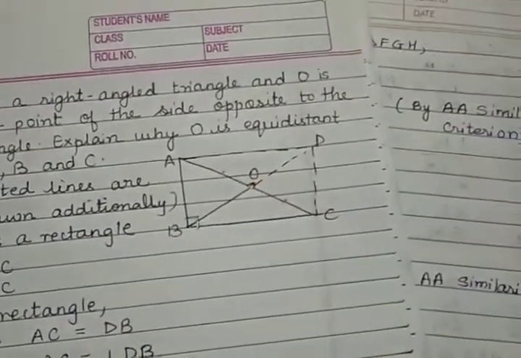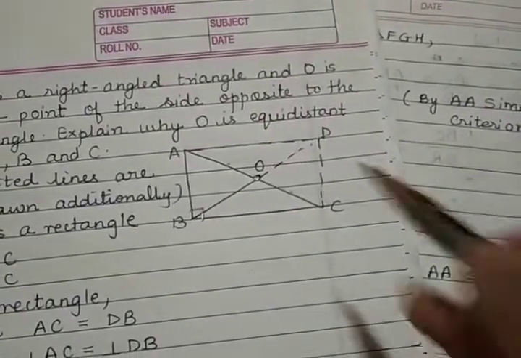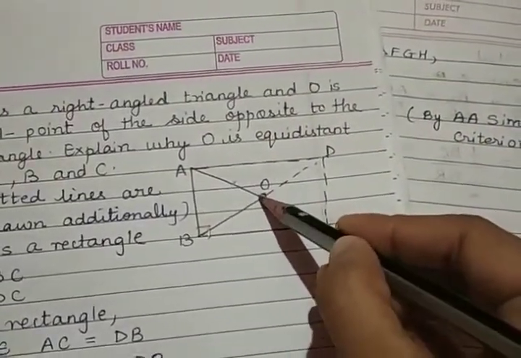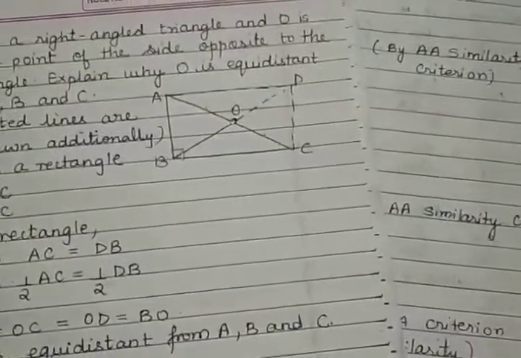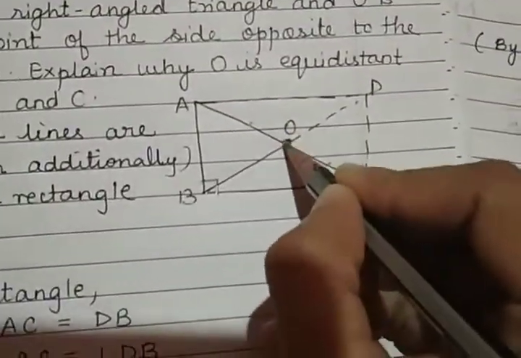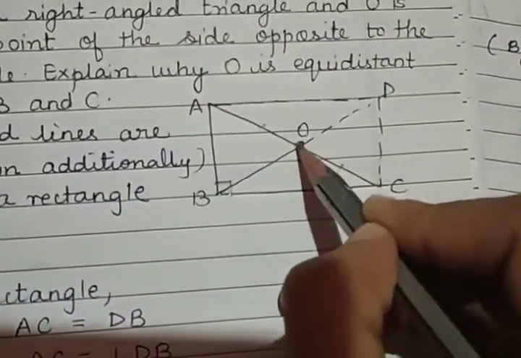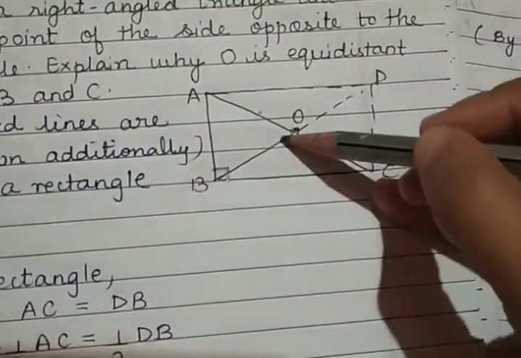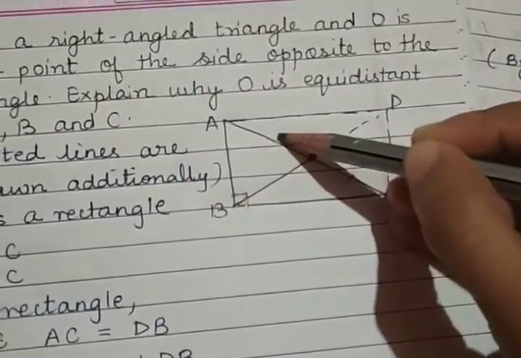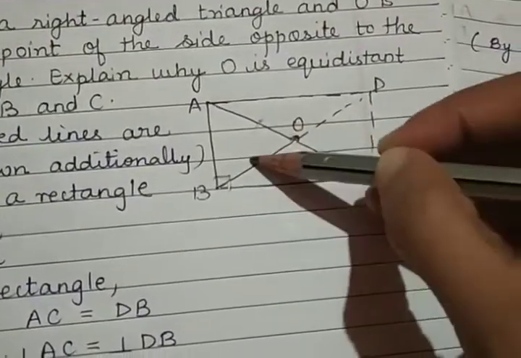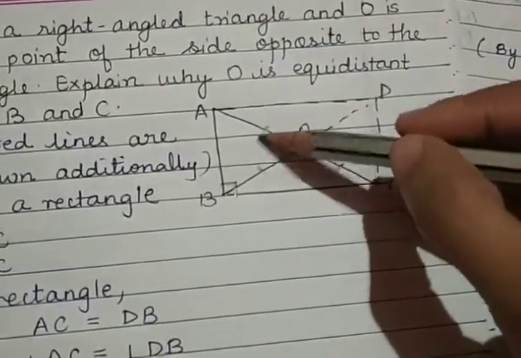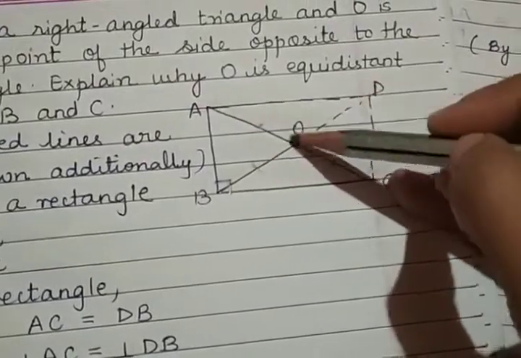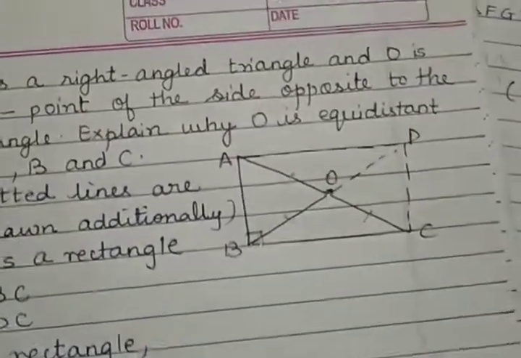Now you have to show that the point O is equidistant from the points A, B and C. What does that mean? This point should be at the same distance from this point as well as this point. It means this side should be equal to this side should be equal to this side. So that is the meaning of equidistant. So all these lengths should be equal.